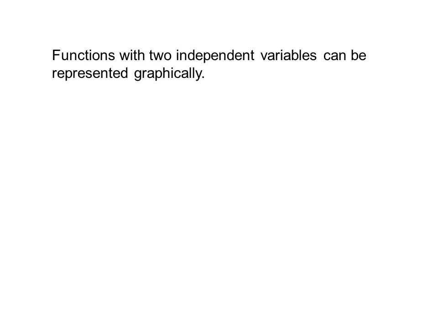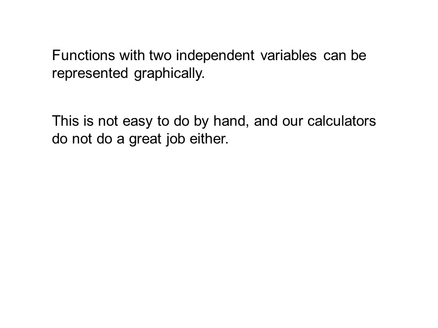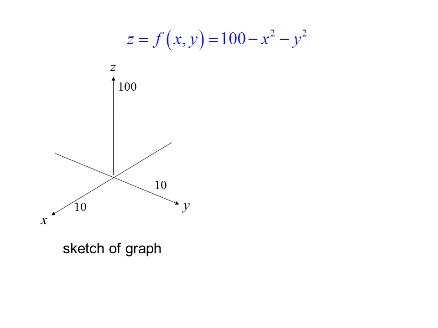Functions with two independent variables can be represented graphically. This is not easy to do by hand, and our calculators do not do a great job either. For our example, we'll use z equals f of x, y equals 100 minus x squared minus y squared. We will draw our graph on the standard xyz coordinate system.